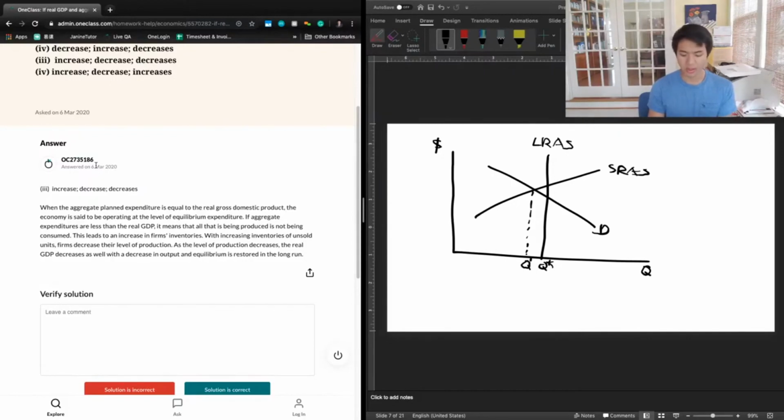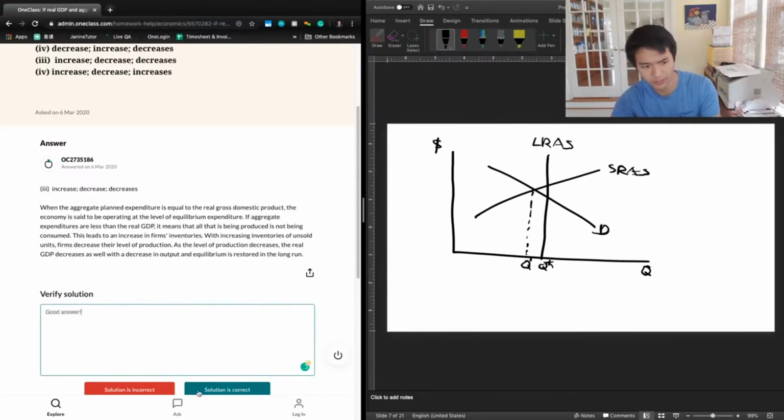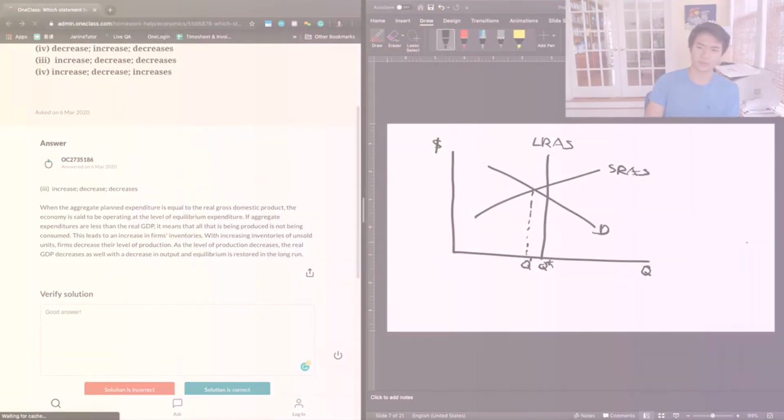So this is going to be a good answer choice. I don't believe there's anything missing from this. You can say good answer and move on to the next question.